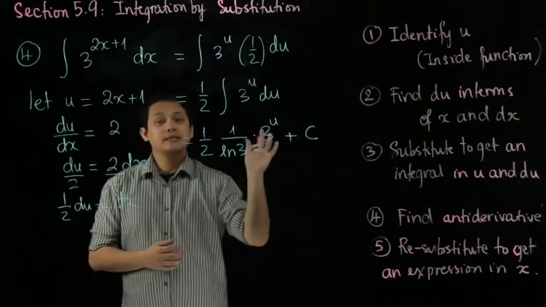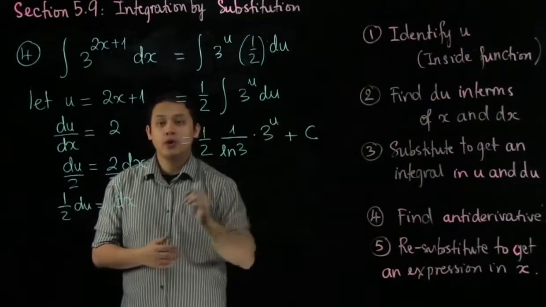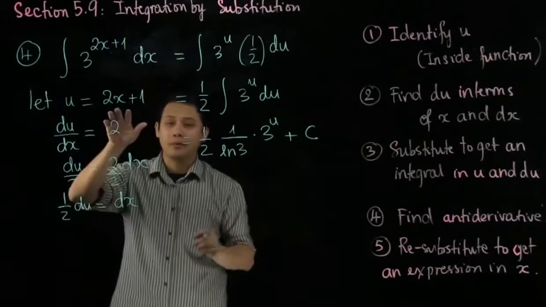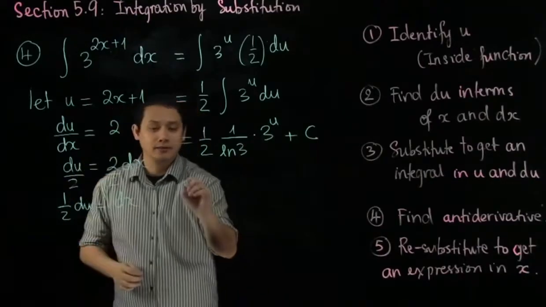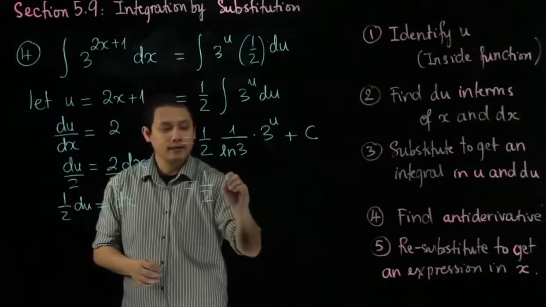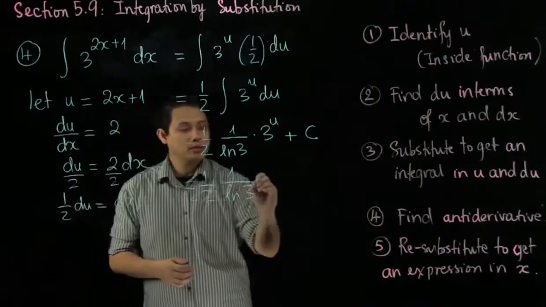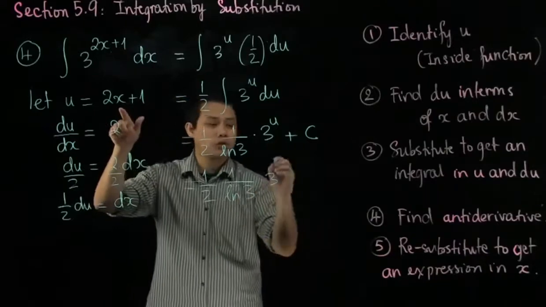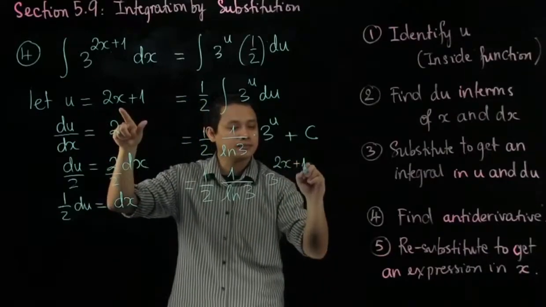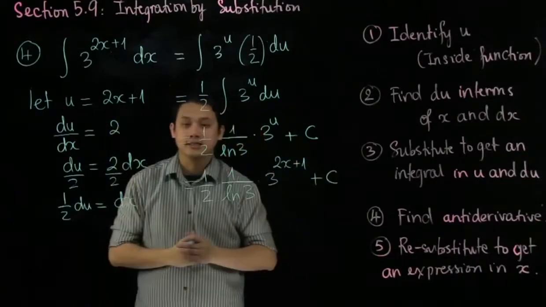And the last step is that you substitute what you know in terms of u in terms of x back to the final answer. You have 1/2 times 1 over ln of 3 and multiply with 3 to the power 2x plus 1 plus the constant c.